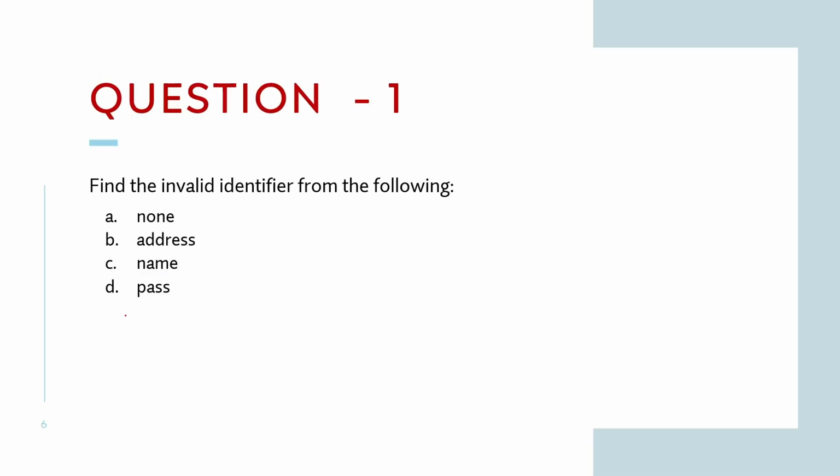So coming back to the question, out of the given options you need to find the invalid identifier. The first one is none. This is a valid identifier because it is not a keyword; the keyword one has a capital N. Address follows all the rules related to an identifier, so it is also valid. Similarly, name is also a valid identifier because it follows all the rules. However, pass is not a valid identifier.